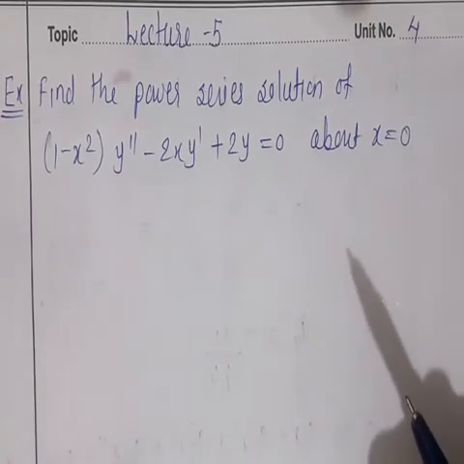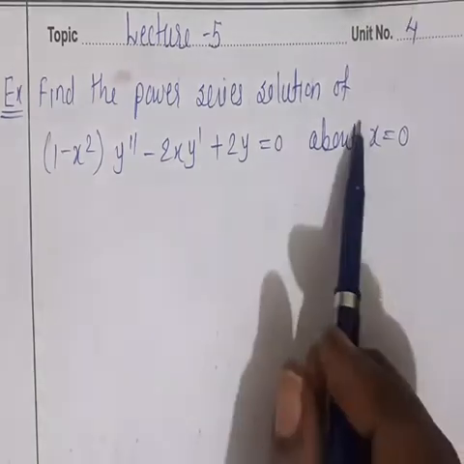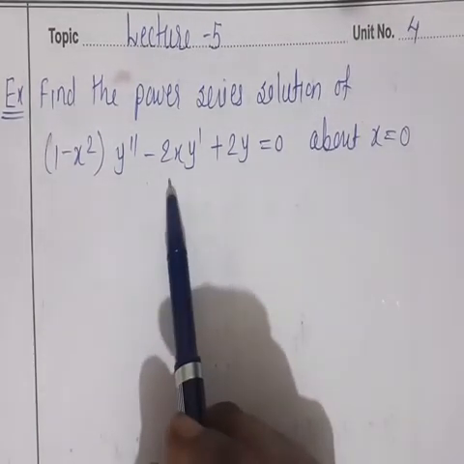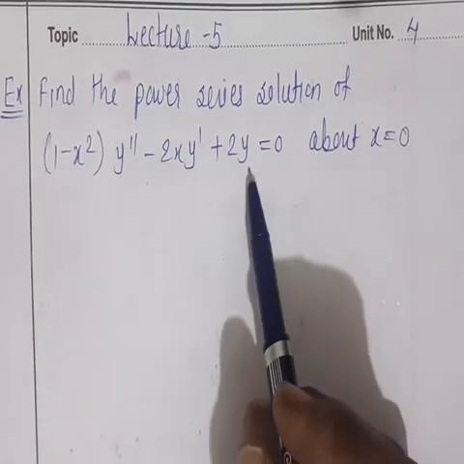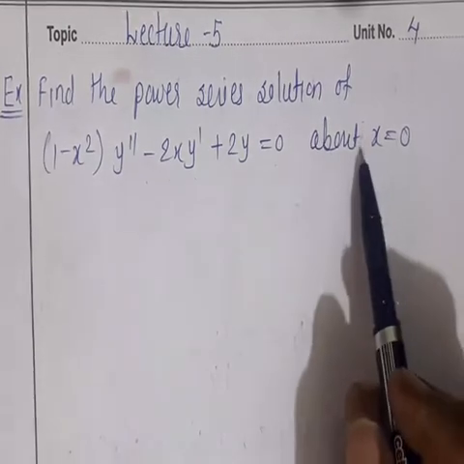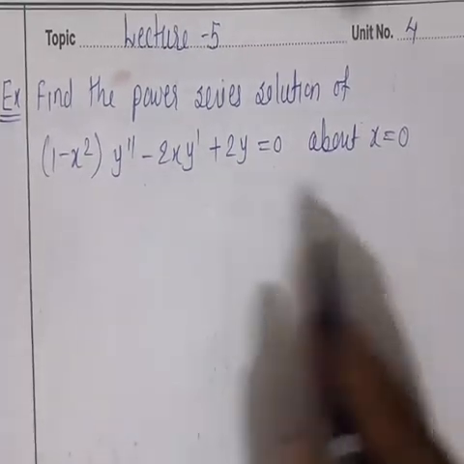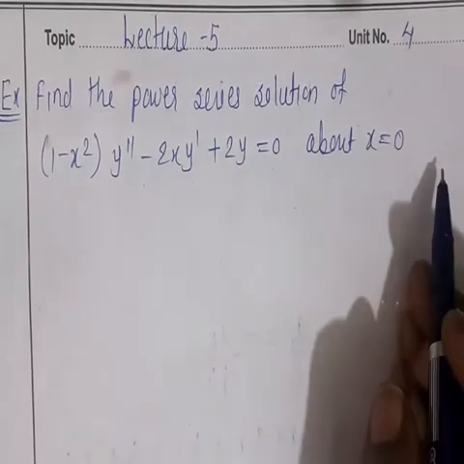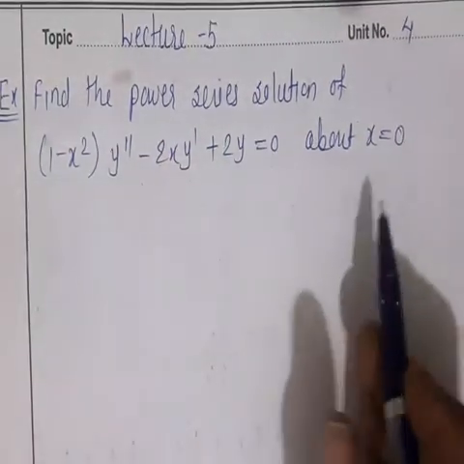Now first example is find the power series solution of (1 - x²) y'' - 2x y' + 2y = 0 about x = 0. We are going to see all examples about x = 0, but the question may be like this also.